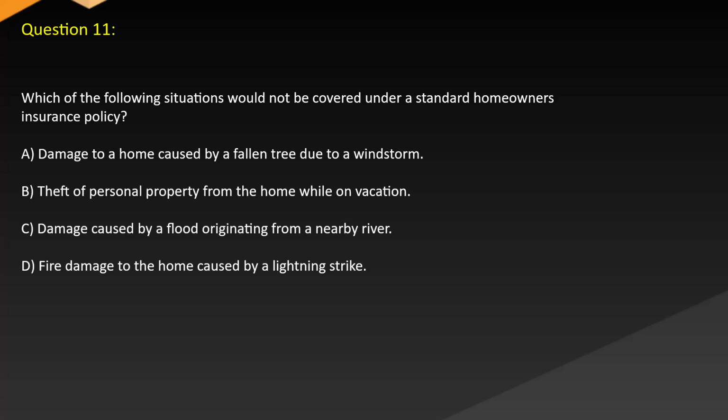Question 11. Which of the following situations would not be covered under a standard homeowner's insurance policy? A. Damage to a home caused by a fallen tree due to a windstorm. B. Theft of personal property from the home while on vacation. C. Damage caused by a flood originating from a nearby river. D. Fire damage to the home caused by a lightning strike.